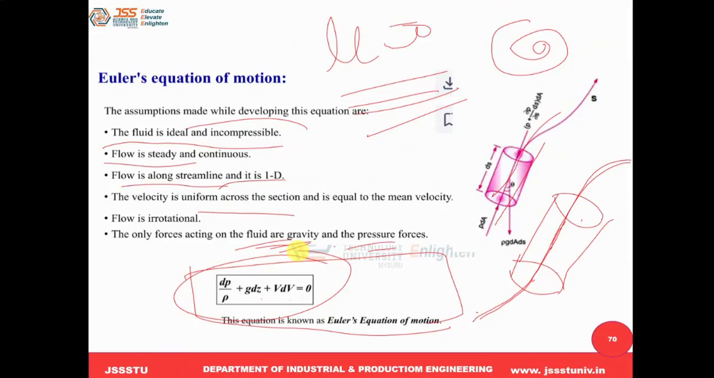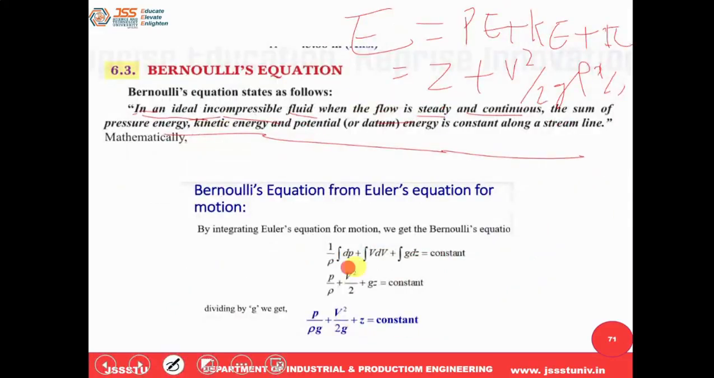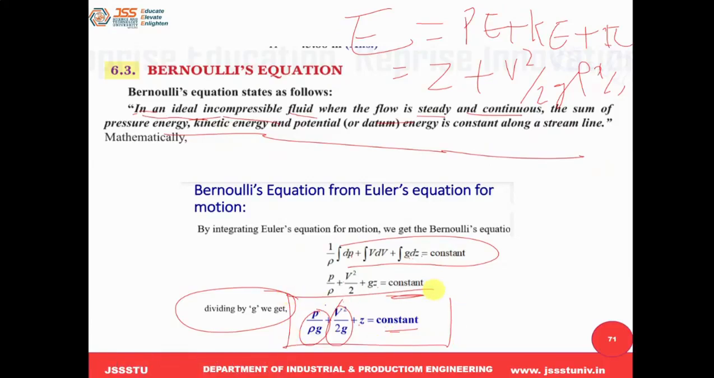So what he did is he followed the same equation, the Euler equation, and just modified it. How did he modify it? He integrated both sides, and after integration, this becomes P by rho, V becomes V square by 2, and dz becomes Z, and anyway it is constant. Dividing both sides by g, this becomes P by rho g plus V square by 2g plus Z, equal to a constant. This is what is called Bernoulli's very famous equation.